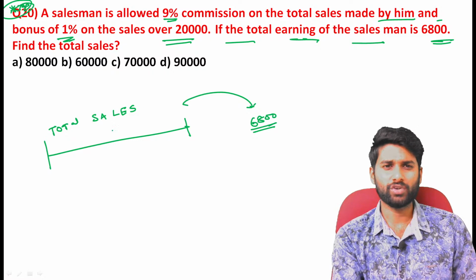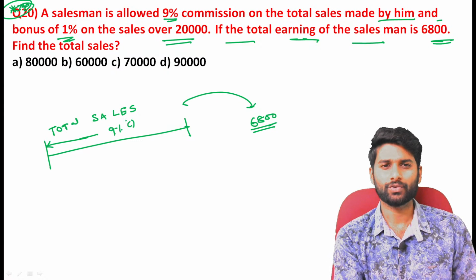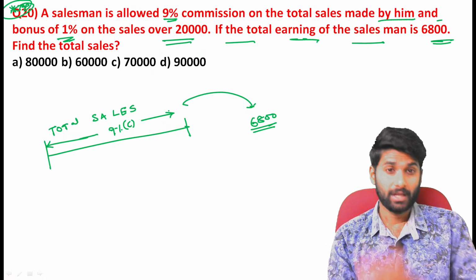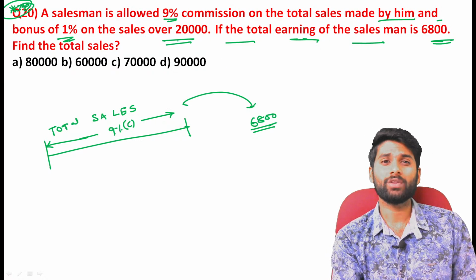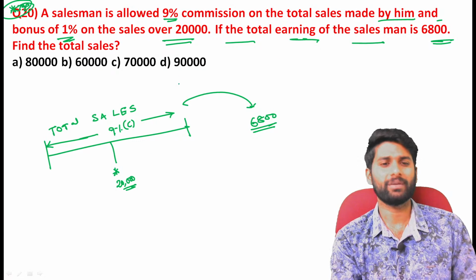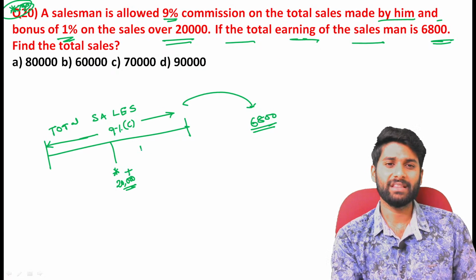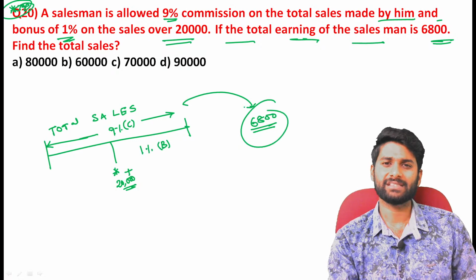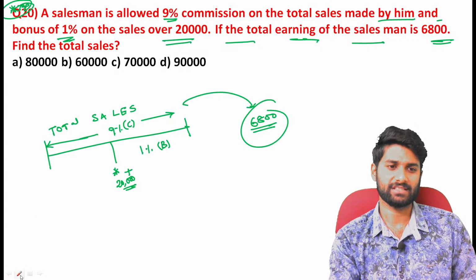See, throughout the sales, they can get 9% commission. Point number one. Now, he can get a bonus on more than 20,000. For example, if he sells more than 20,000 rupees, they mention that. See, over means more than 20,000 rupees, then they can get 1% bonus. Now, for the entire transaction, a person earns 6,800. Then what is the total sales?